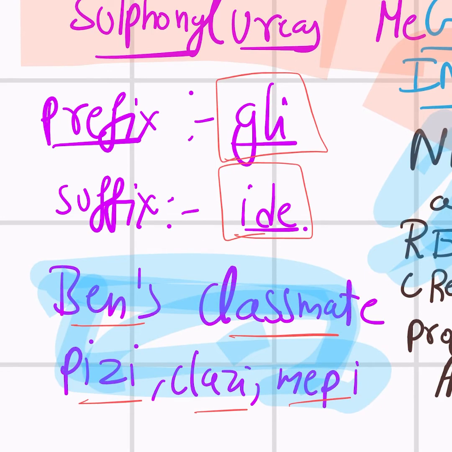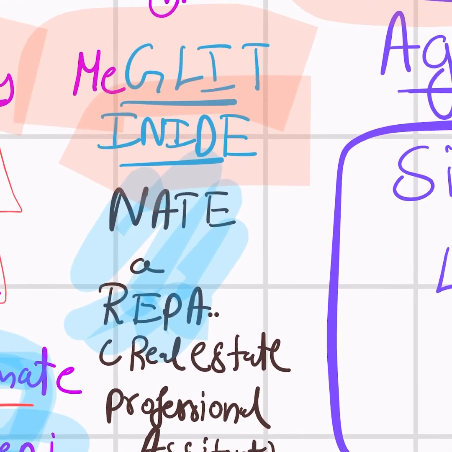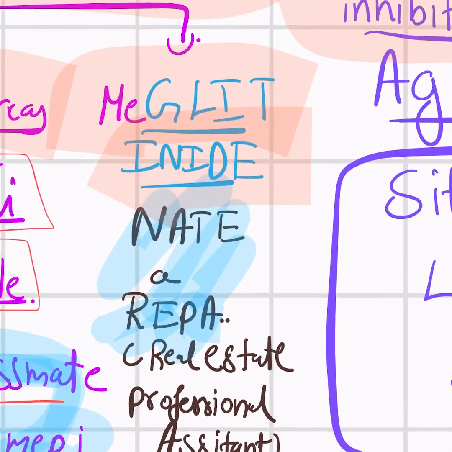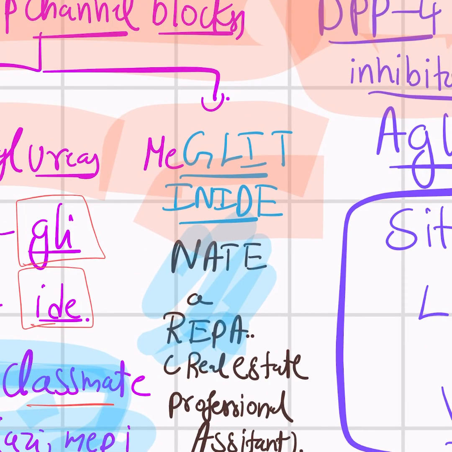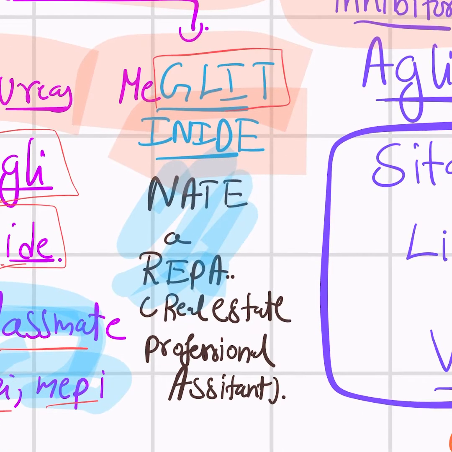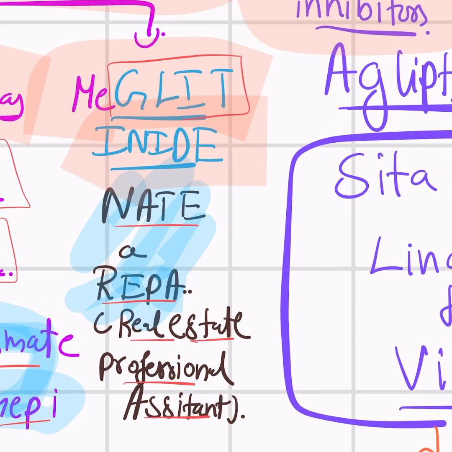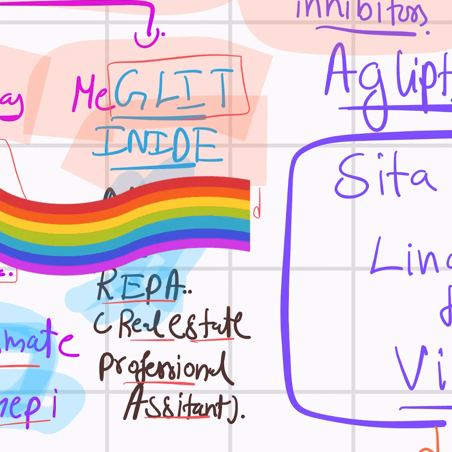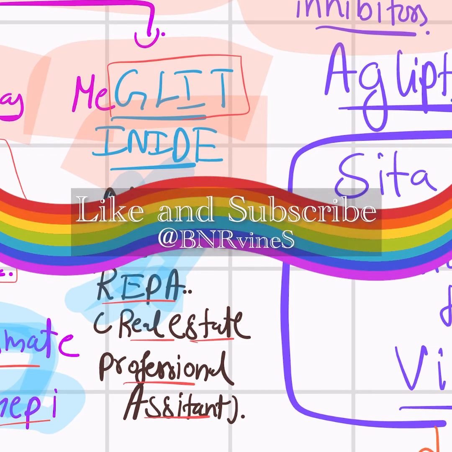Then secondly, we have the second class of drugs which are still under potassium channel blockers. We have meglitinides. So the mnemonic for this is going to be NEAT or REPA. REPA would be reminding us of real estate professional assistant, but the glinide is going to come down as the suffix. So it's going to be nateglinide and repaglinide.